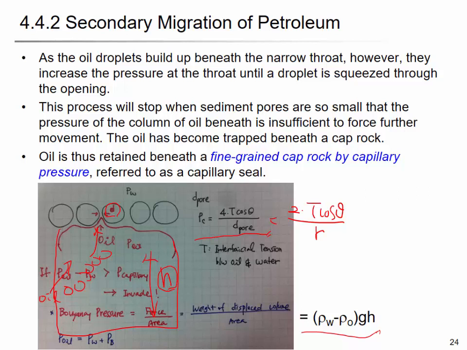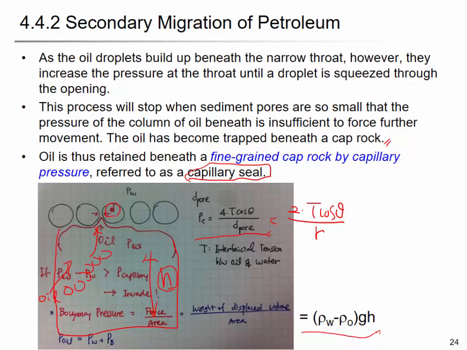So as the oil bubble is coming up, you have an increase in H, so the buoyancy pressure will keep increasing. At some point the oil can invade through the soil, through the sediment, or through the rock or the shale. This process will stop when the sediment pores are so small and the oil has become trapped beneath the cap rock. This is called a fine-grained cap rock, trapping by capillary pressure, and it's called the capillary seal, capillary sealing or capillary trapping.